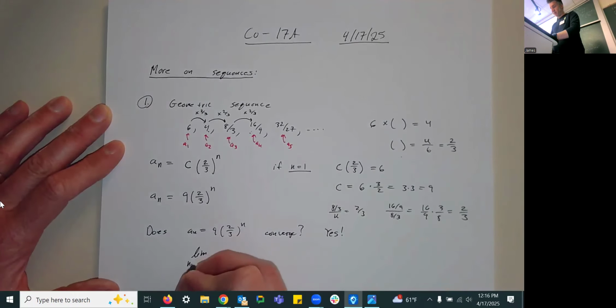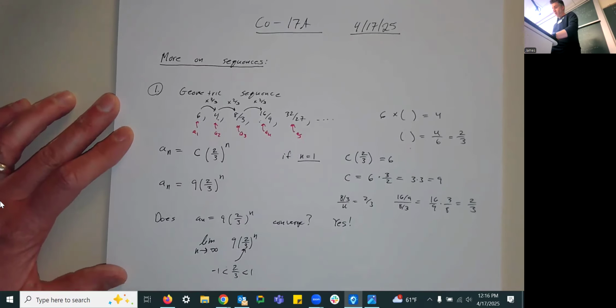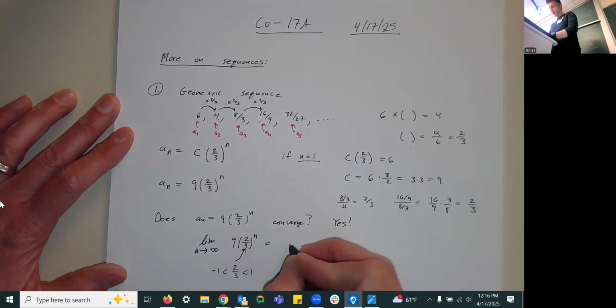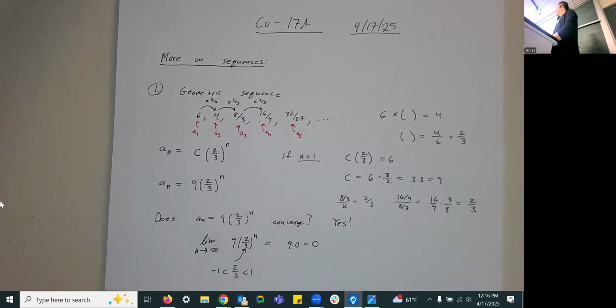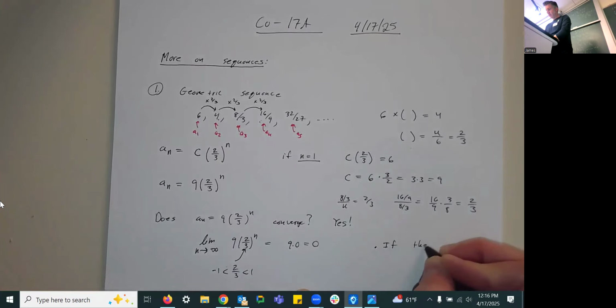And there's really not a lot of work to show. If we take the limit as n goes to infinity of 9 times 2/3 to the nth power, we're just going to say, well, since 2/3 is less than 1 and bigger than -1, that part's going to go to 0. So we're going to get 9 times 0, which is 0. I'll just point out that if the ratio is between -1 and 1, then the sequence will converge, and it will converge to 0.